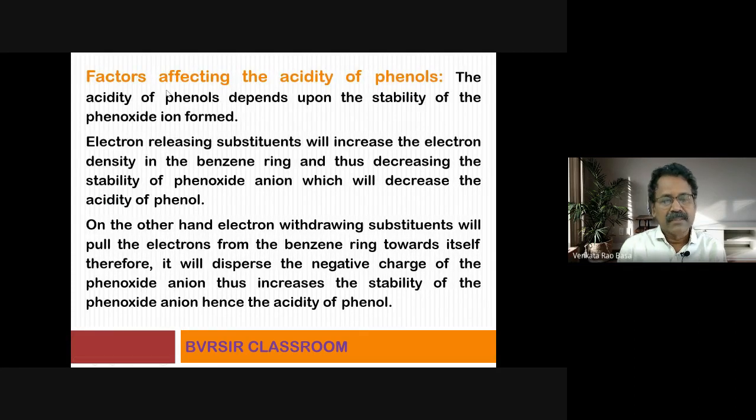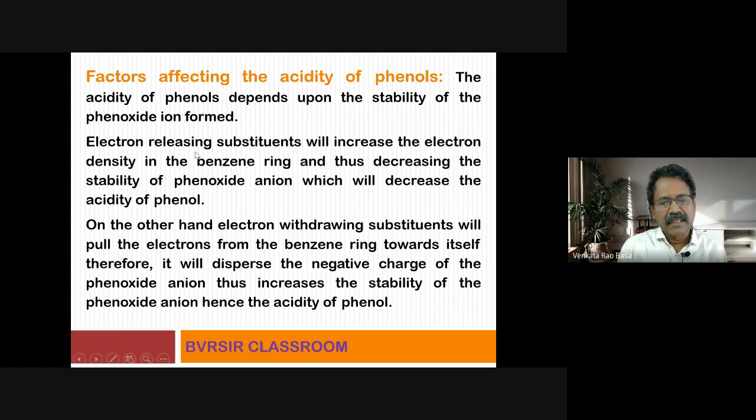Now, we have seen that phenols are acidic in nature. Then what are the factors that are influencing this acidic behavior? That means which group enhances acidic property of phenol and which group decreases the acidity of phenol. So that's what we are studying under the heading factors affecting the acidity of phenols. The acidity of phenols depends upon the stability of the phenoxide ion formed. Okay, that is right. I told you that the more stable the phenoxide ion, the more will be the acidity of that particular phenol. So here we have two types of substituents.